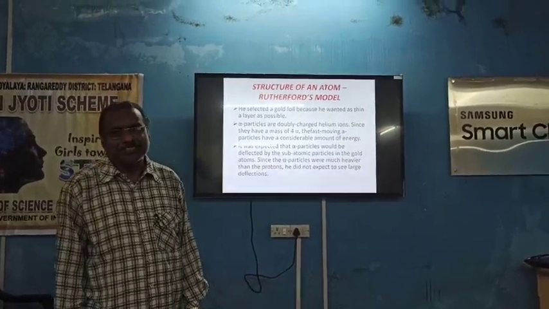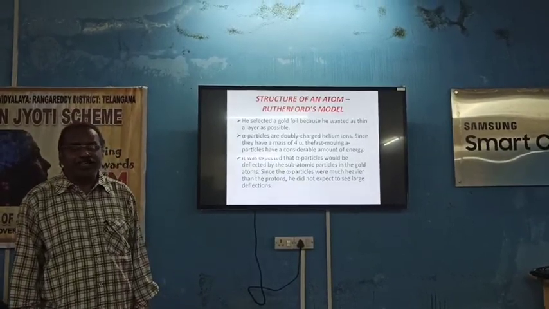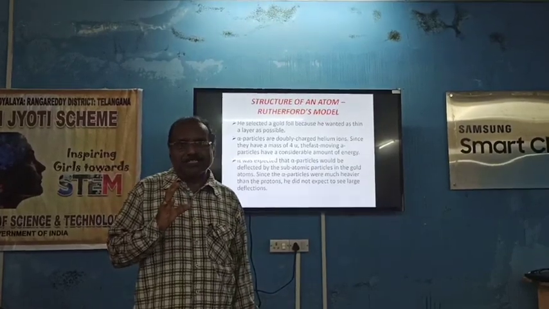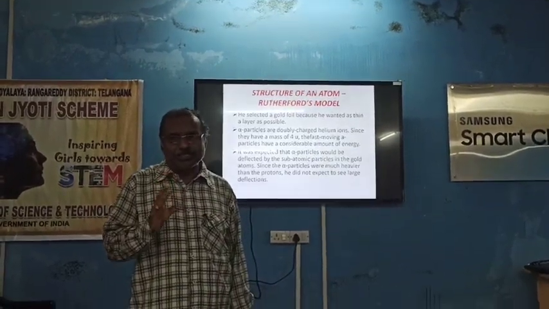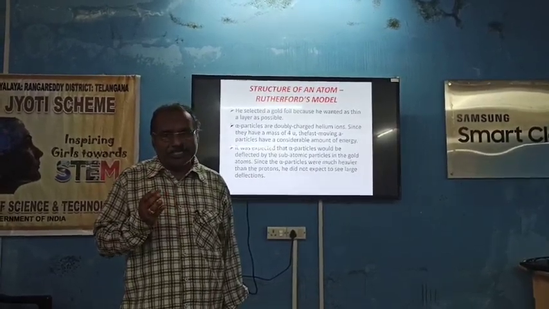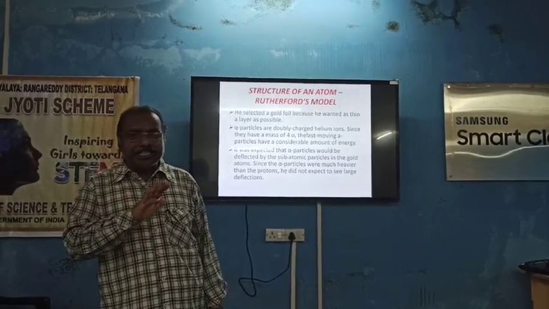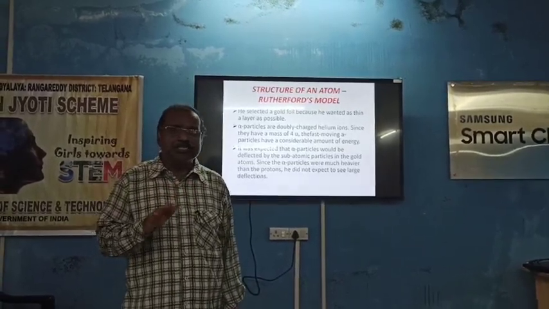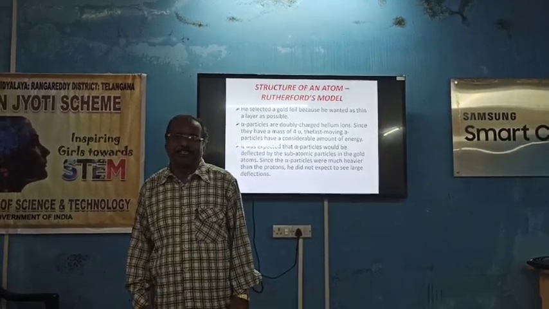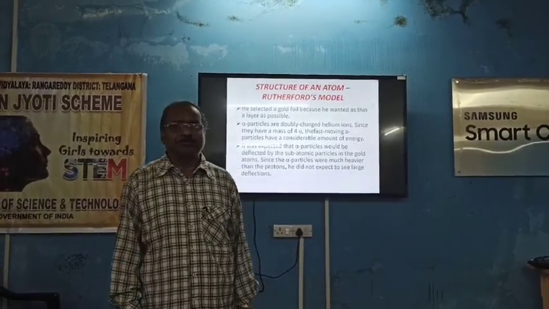In our previous class, we studied the Thomson model. What is the Thomson model? Thomson proposed that an atom consists of electrons and protons. At the time, neutrons were not discovered, so both are present inside the atom. How were they arranged? The entire positive charge is spread all over the atom, whereas electrons are embedded. He compared his model with a watermelon, or it is also known as the plum pudding model.